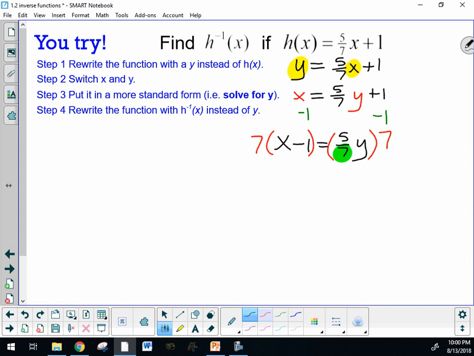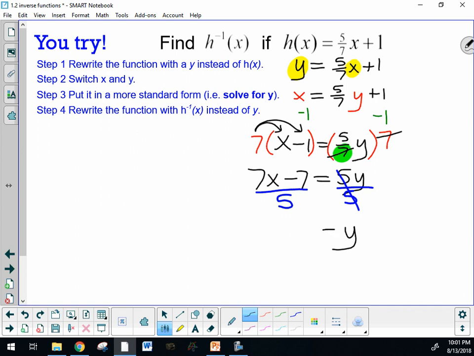I'm going to do that step first. So this left-hand side, if I distribute it, becomes 7x minus 7. The 7's over here cancel, and we have 5y. And then our final step, as we're working towards getting y by itself, is to divide by 5. So we have y equals 7x minus 7 over 5. This is our inverse function. That's a fine way to write it if you want.